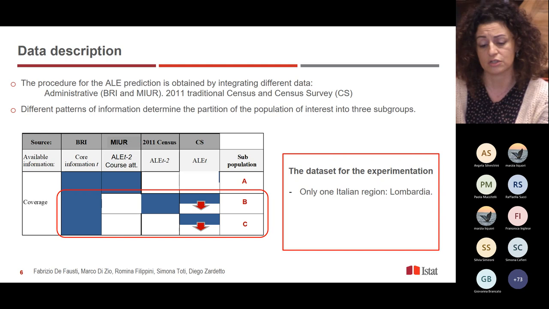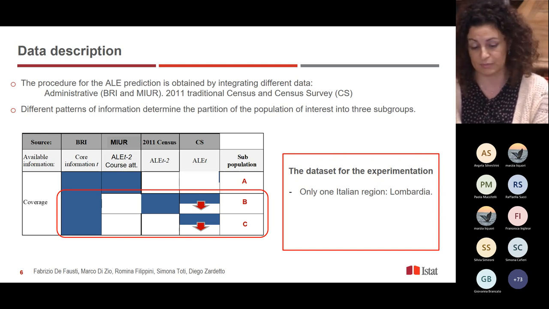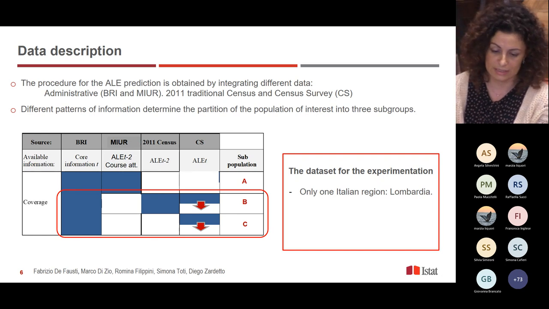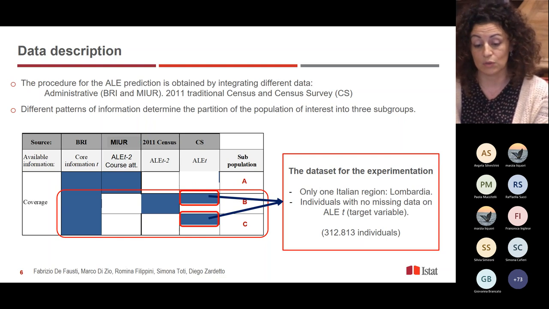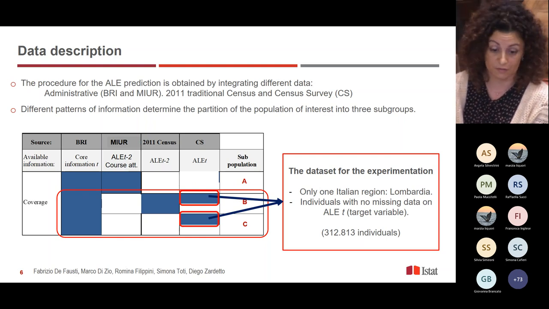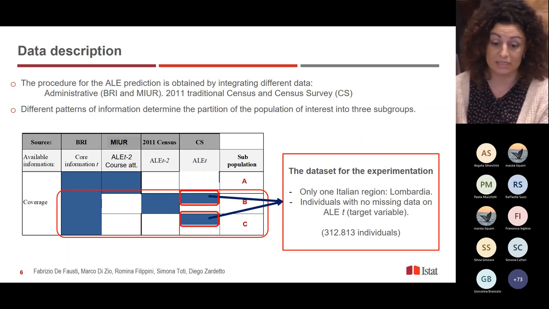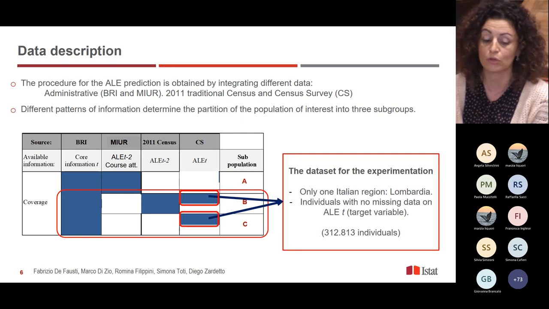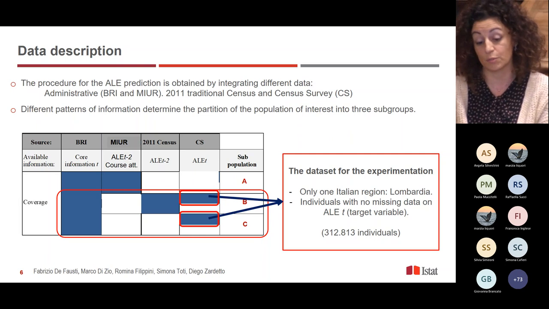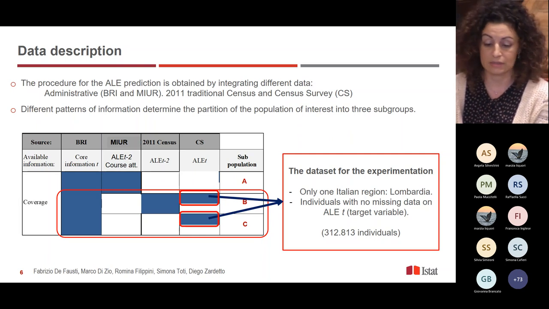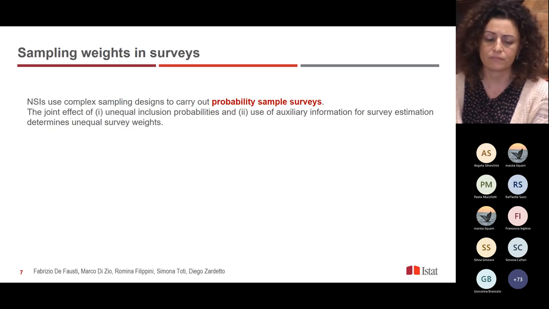So in this experimentation, the dataset is composed only of the subpopulations B and C. We use only one Italian region, specifically the Lombardia region, and we use only individuals with no missing data on the target variable. So only individuals that are present in the census sample. So it is always possible to compare the estimated ALE with the observed ALE. The dataset is composed of about 300,000 individuals.